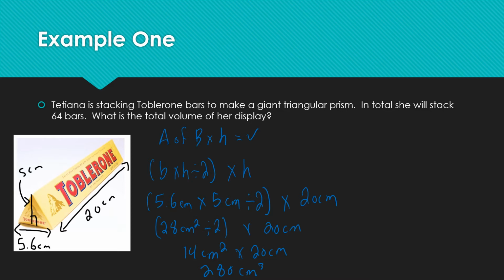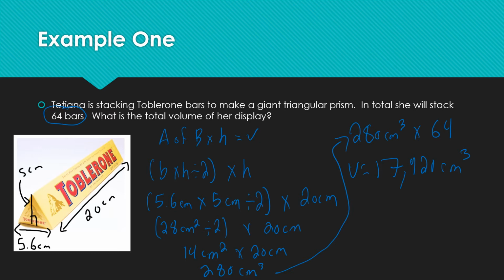If we were solving the volume of one bar, we'd be done. But we have to remember we have 64 bars total. So we take that volume of one, 280 centimeters cubed, and multiply it by how many bars we have in the display, which is 64. We get a total volume of 17,920 centimeters cubed. It's just solving one and multiplying by how many we need.